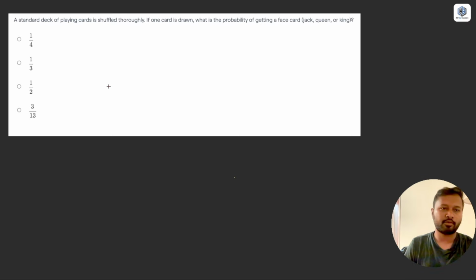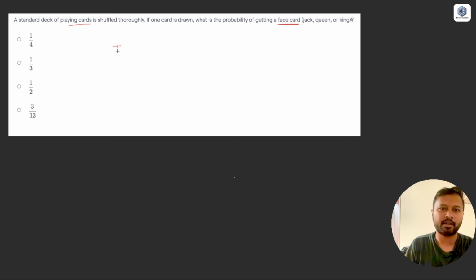All right, so let's take this question from the cards. The card problem says that a standard deck of playing cards is shuffled thoroughly to make sure that there is no cheating happening. If one card is drawn, what is the probability of getting a face card? It is also mentioned that they are considering Jack, Queen and King, which I have already discussed; these three are the face cards.